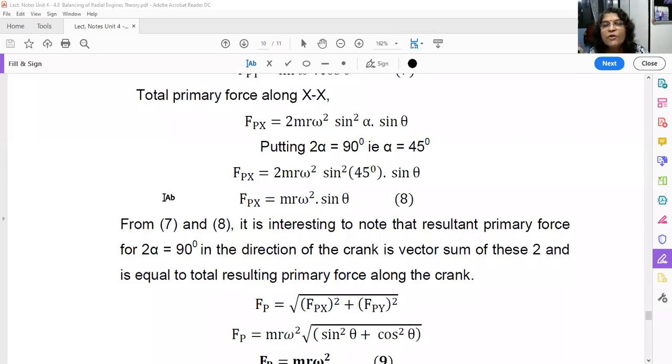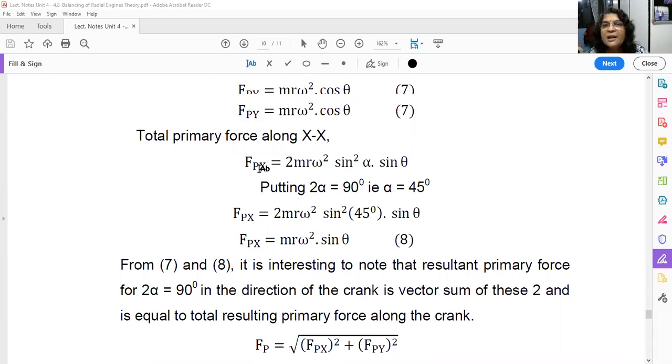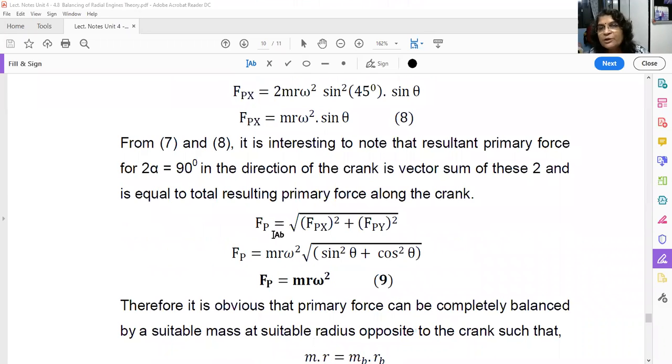Okay, now from equations 7 and 8, it is interesting to note that the resultant primary force for 2 alpha that is 90 degree, in the direction of the crank, is the vector sum of these two and is equal to the total resulting primary force along the crank. Okay, so you have to add Fpx and Fpy. So it's a vector addition. So Fp is equal to square root of Fpx bracket square plus Fpy bracket square.